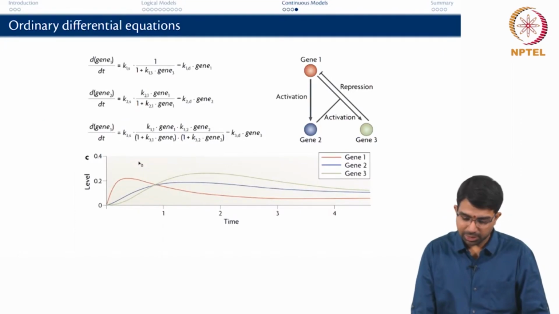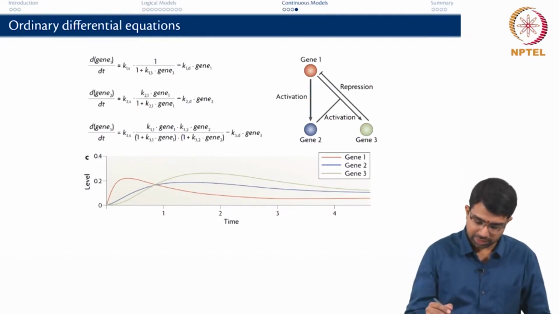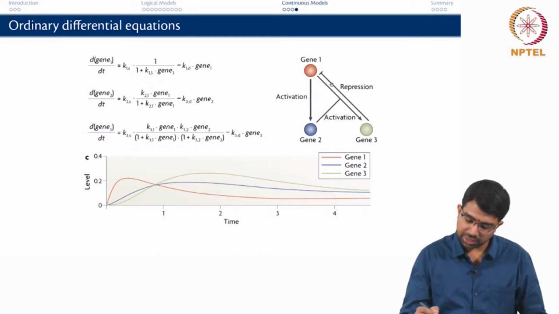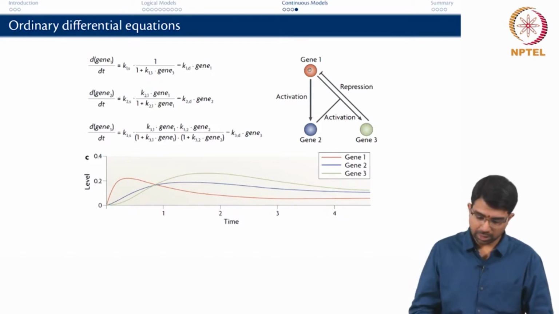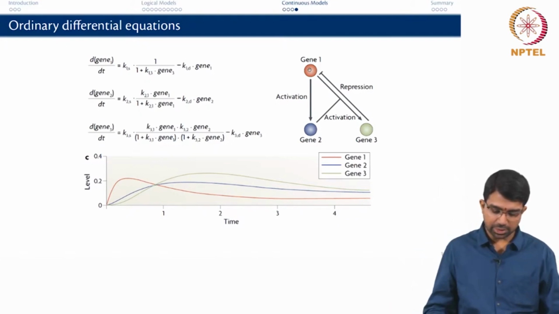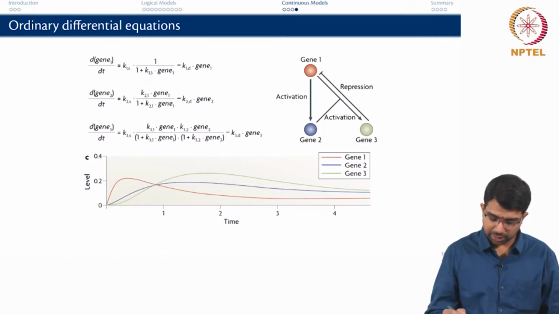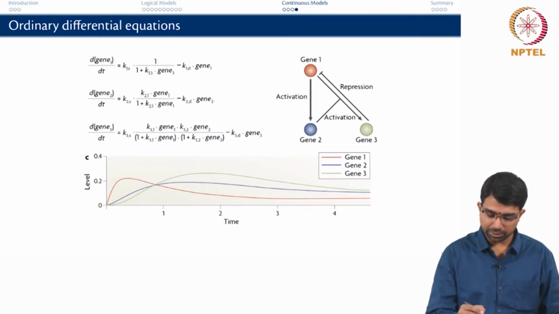Let us look at a simple system here. So, you have gene 1 activating gene 2, and gene 1 again activating gene 3, and gene 1 and gene 2 activating gene 3, and gene 3 repressing gene 1. So, how do the equations look like? So, d gene 1 by dt is some, so in all these cases you see that there is a negative contribution from the same gene.